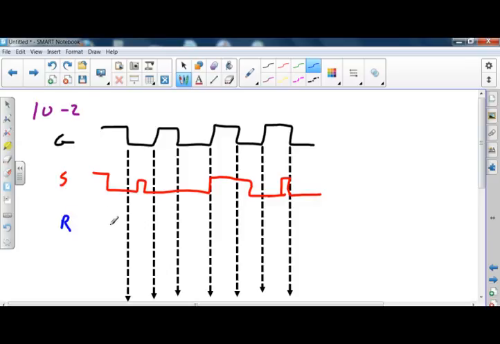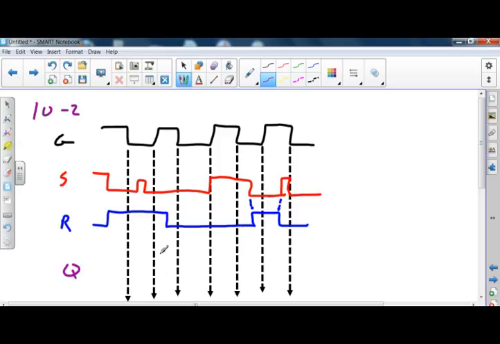Reset, going to start low, it's going to go high, it's going to stay high to there, it's going to go down, it's going to stay low to there, it's going to go up, it's going to go low again, and the timing right there and the timing right there is the same. And what we want to know is, what is Q doing?